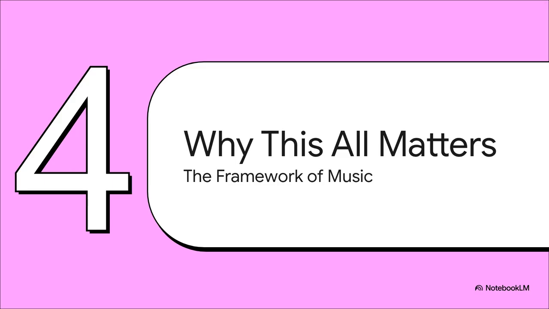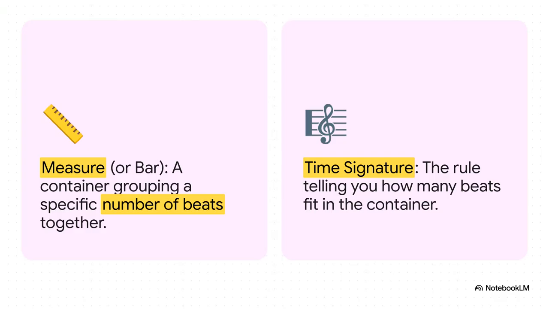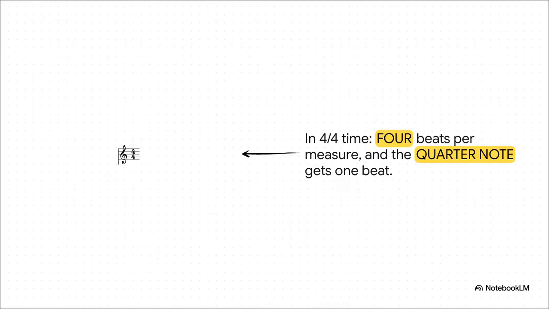Okay, so we've got our notes, our pizza slices, and we've got our tempo, the clock. Now we just need one more thing, the actual framework that holds it all together. And that framework comes from 2 things, measures and time signatures. A measure, or a bar, is basically just a little container for a specific number of beats. And the time signature? That's the little fraction you see at the start of a piece of music. It tells you 2 things: how many beats are in each one of those containers and which kind of note gets 1 beat. By far, the most common one you'll ever see is 4/4 time. It's so common they even call it common time.